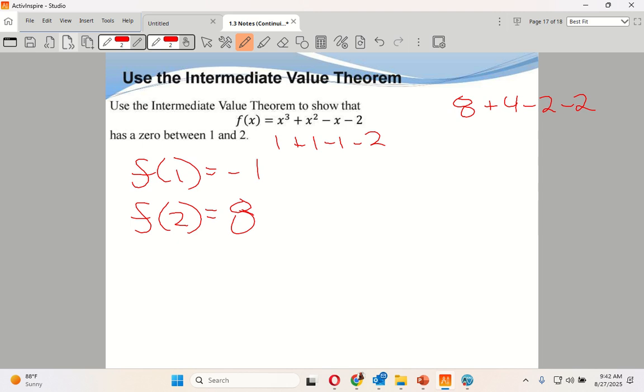Where is the road in this conversation? Where's the road? It's at 0. Has a 0, that's important. Sometimes it's not 0, but most of the time when we're talking about this, we're referring to it crossing the 0. So that means f of some number, f of c, has to equal 0 between my ends.